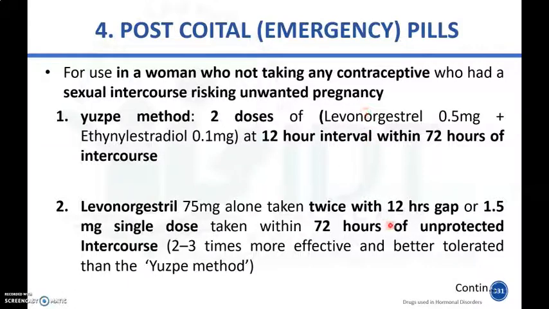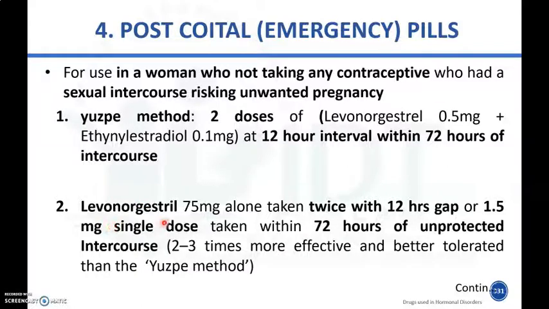So there are four types of post-coital emergency pill. First one is the Yuzpe method. In this we will use two doses of a combination of levonorgestrel 0.5 milligram and ethinyl estradiol 1 milligram at a 12-hour interval within 72 hours. So we have to take two doses at a 12-hour interval within 72 hours of intercourse.